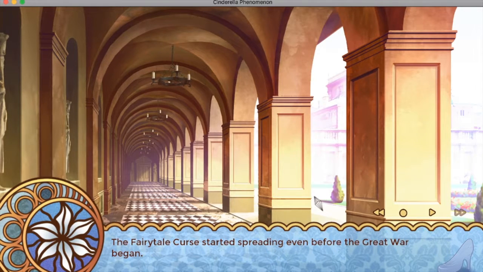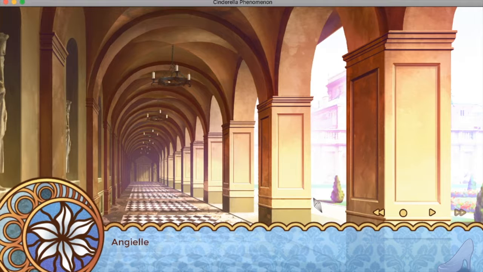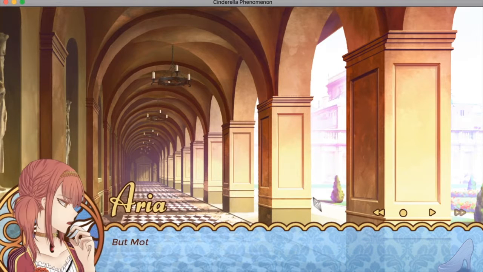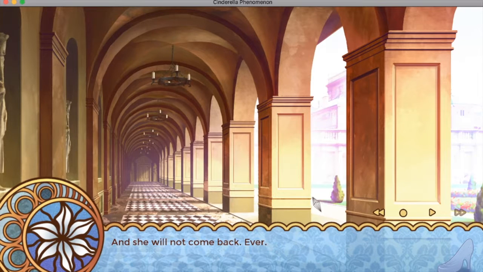The fairy tale curse started spreading even before the Great War began. I do not have much interest in its effects even now. After all, most humans probably deserve to get cursed. The victims are weak. And Gio would have been better off without the dead weight. Wow! She just doesn't care at all. If it were up to Mother, the cursed would have been banished from Angielle the instant they fell prey to it. Wow. But Mother is not here, and she will not come back. Ever.